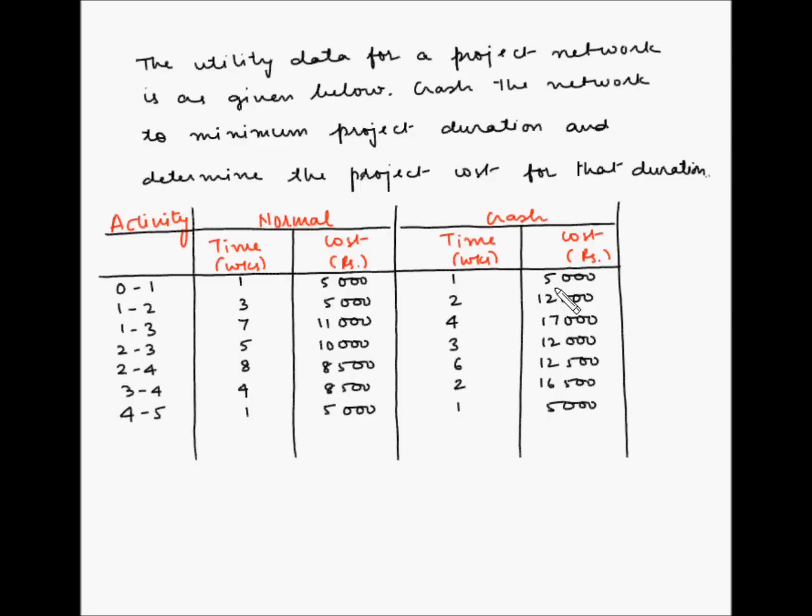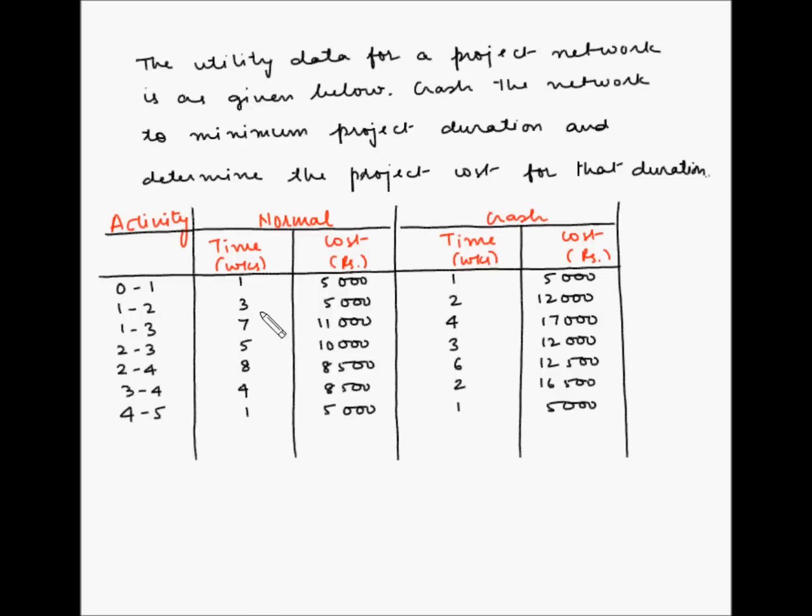So the cost associated with the crash time has been given to us as the crash cost. This is the cost of completing these activities after it has been crashed, or the cost for performing these activities in the shortest duration possible. For example, for the first activity, the normal cost is 5,000, but because the crash time is the same as the normal time, the crash cost is also the same. So crash cost is also 5,000 rupees.